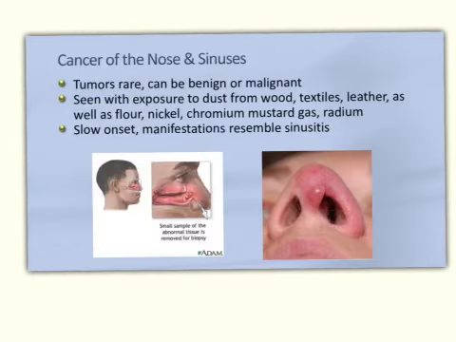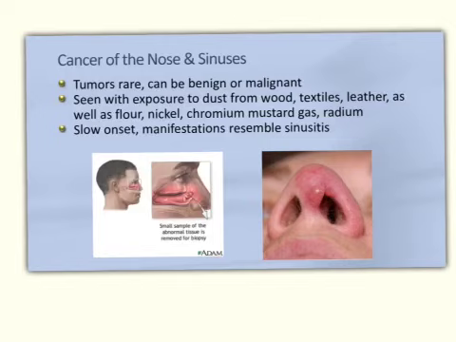The next one is cancer of the nose and sinuses. The tumors are rare and can be benign or malignant. You see this with people that have frequent exposure to dust from wood, textile, leather, as well as flour, nickel, chromium, mustard gas, radium, all of those chemicals that cause, they're considered carcinogens. Normally they are slow onset. The frequent exposure is the key there.